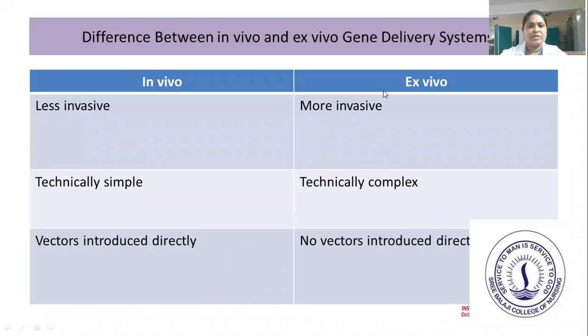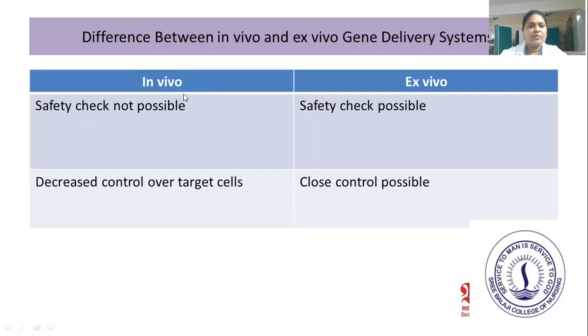You can see the difference between in vivo and ex vivo gene therapy: in vivo is less invasive, and ex vivo is more invasive. In vivo is technically very simple, and ex vivo is technically very complex. In vivo, the vectors are introduced directly, and a safety check is not possible. The safety check is possible with ex vivo, and close control over the target cells is possible with ex vivo gene therapy.